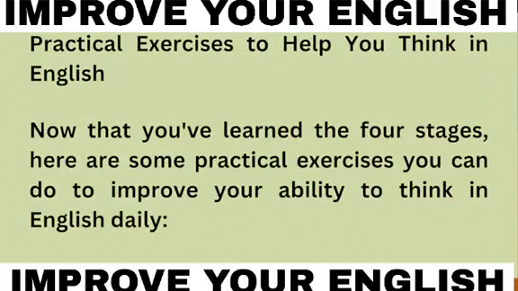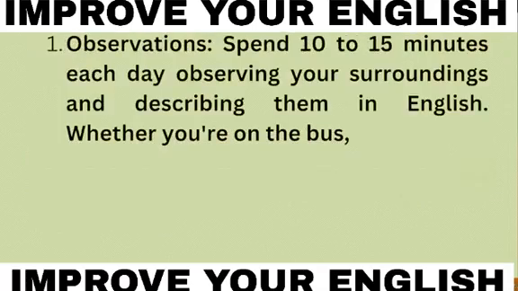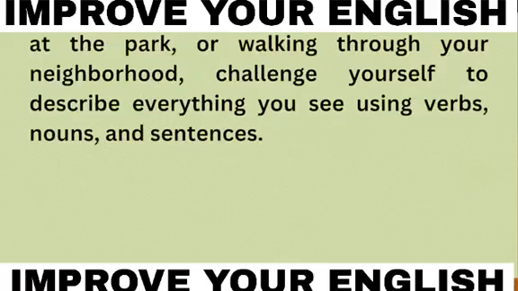Now that you've learned the 4 stages, here are some practical exercises you can do to improve your ability to think in English daily. 1. Observations. Spend 10 to 15 minutes each day observing your surroundings and describing them in English. Whether you're on the bus, at the park, or walking through your neighborhood, challenge yourself to describe everything you see using verbs, nouns, and sentences.